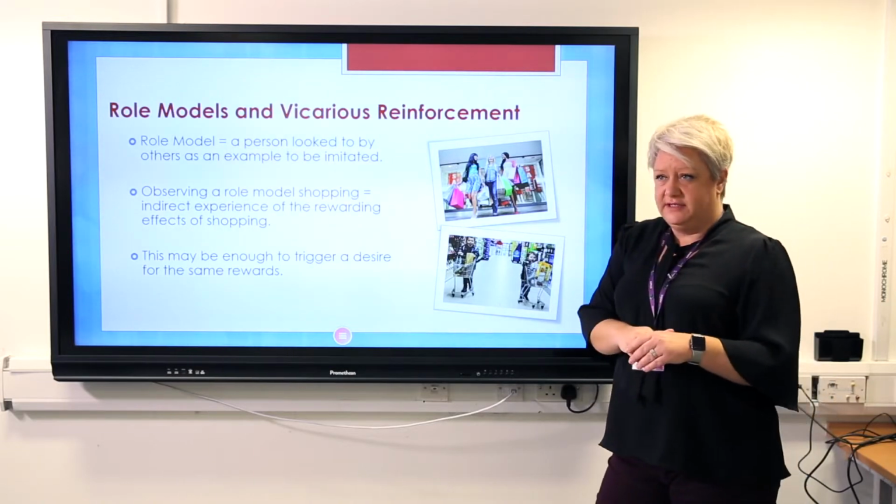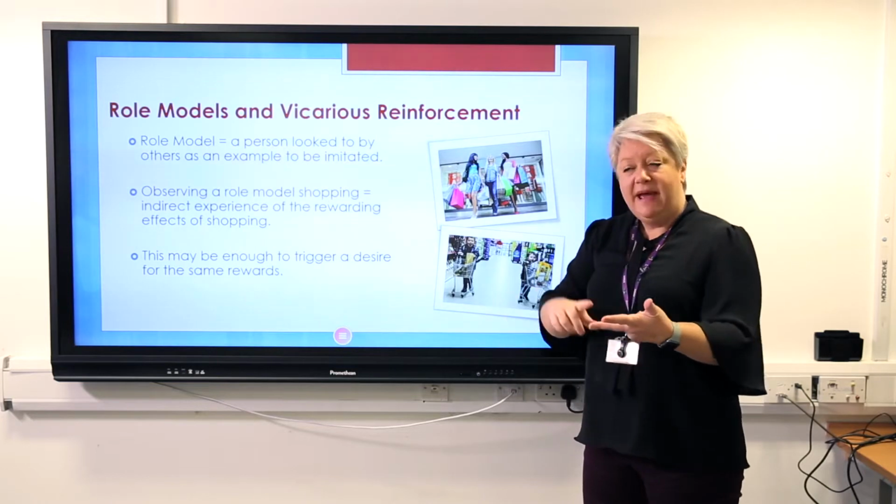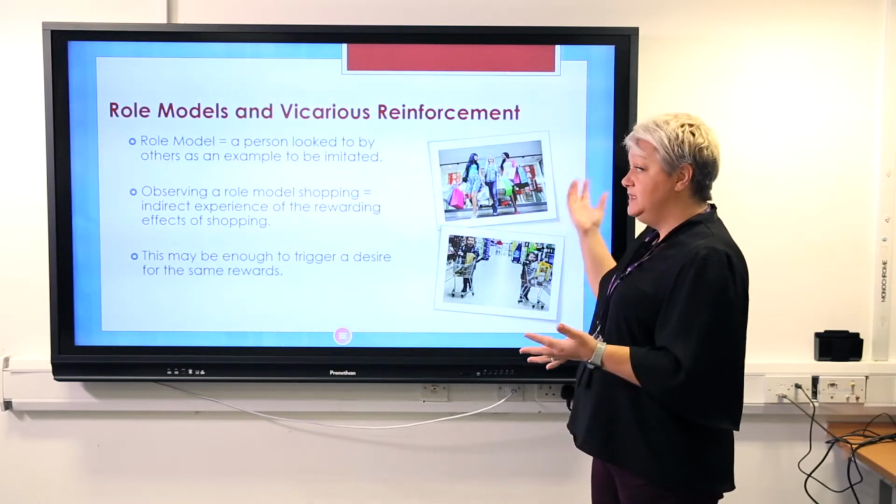Role models are another factor. Now, anybody can be a role model: teachers, parents, your peers, celebrities I've already said. These are the people that we look up to. We want to have something in common with those people.